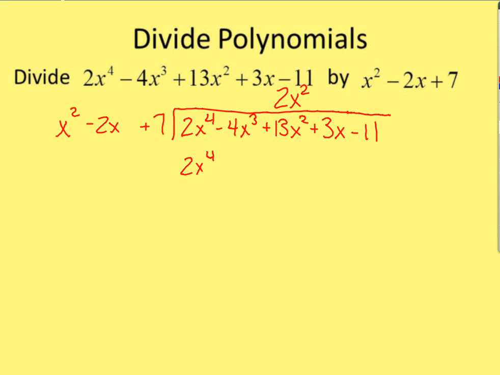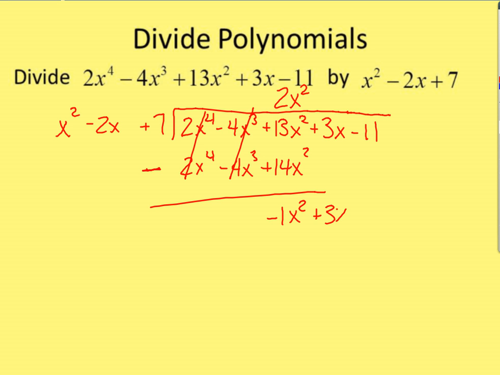2x squared times negative 2x will give me a negative 4x cubed. 2x squared times 7 is going to give us 14x squared. If we subtract down, negative 2x to the 4th minus 2x to the 4th is going to give us 0. Those cancel. This is going to turn plus positive, so those are going to cancel. And 13 minus 14 is going to give us negative 1x squared. We need 3 pieces, so we're going to bring those other 2 pieces down. Now what do I need to multiply x squared by? So it becomes negative 1x squared.